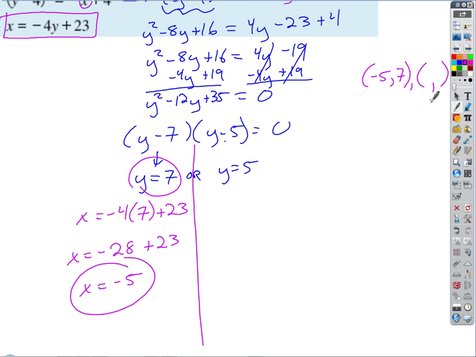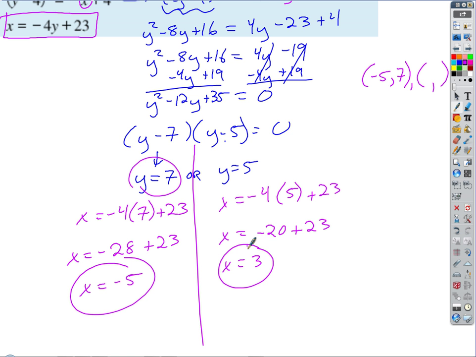What about the other solution? So when y is 5, x would equal negative 4 times y, which is 5, plus 23. So x equals negative 20 plus 23, x equals 3. So the other solution would be x is 3, y is 5.